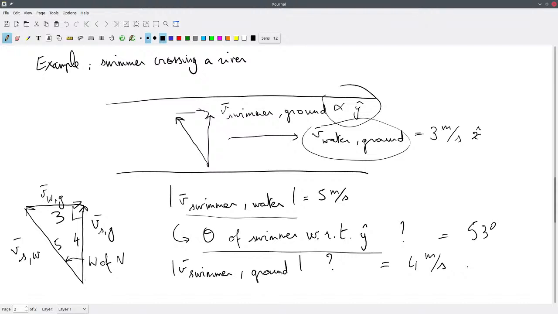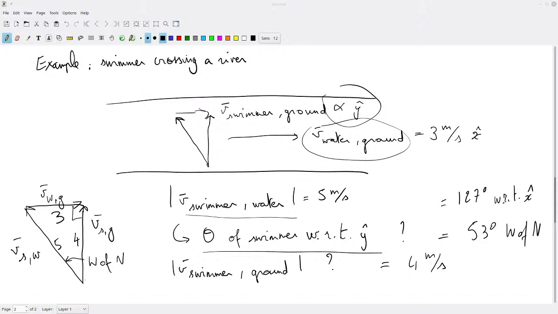Yeah, you could also say, of course, that theta is 127 degrees if you give that angle with respect to the x-axis. So this would be equivalent to 127 degrees with respect to the x-axis, right, in the regular coordinate systems. Those are all different ways of expressing the same information.